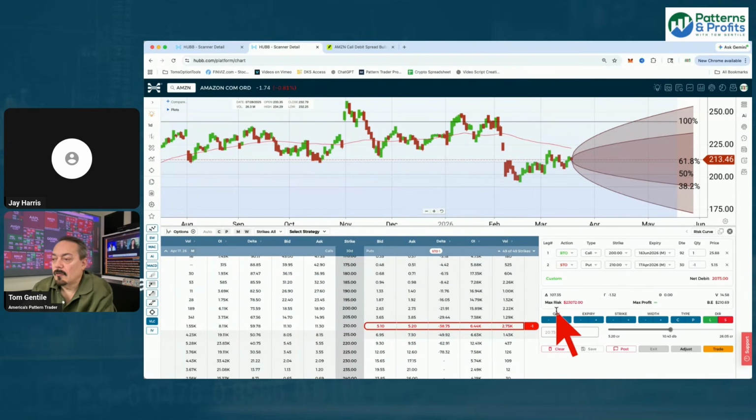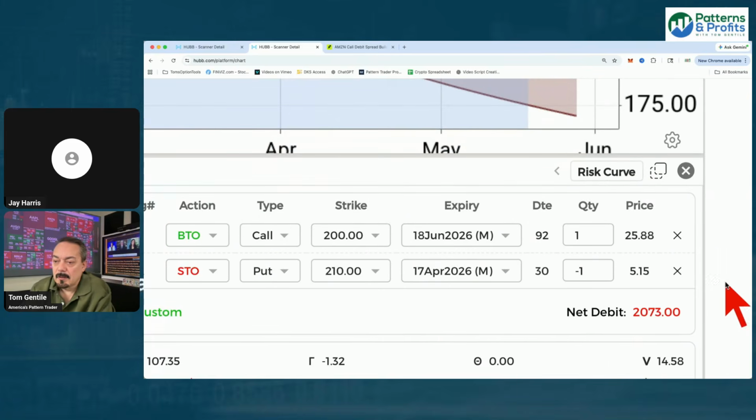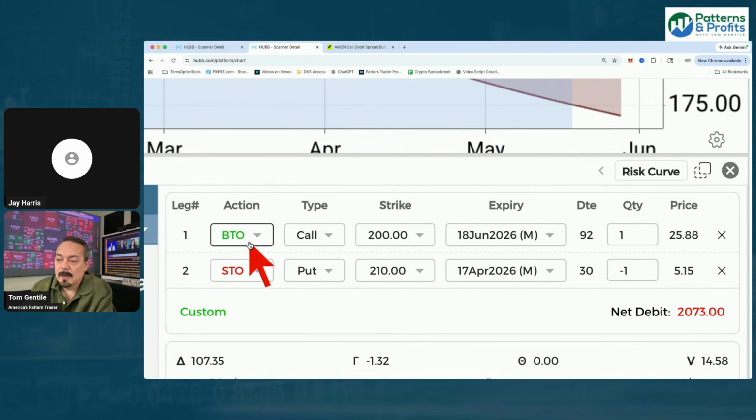Then let's look at that risk graph. The details look like this. Buy to open the 200 for June, sell to open the 210s for April. There's your 92-day options you're long, and your 30-day options you're short. Take a look at this, it's chopping off 20% of the price right there.